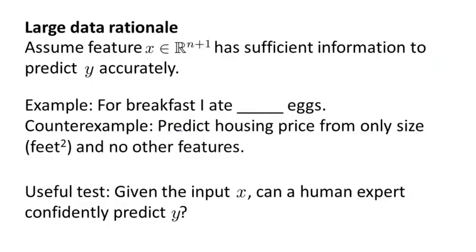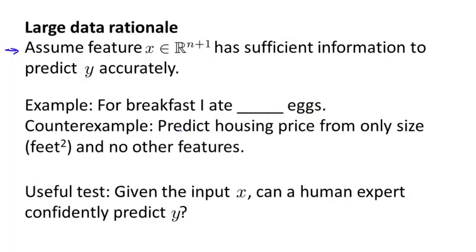Let's try to lay out a set of assumptions under which having a massive training set we think will be able to help. Let's assume that in a machine learning problem, the features X have sufficient information with which we can use to predict Y accurately.